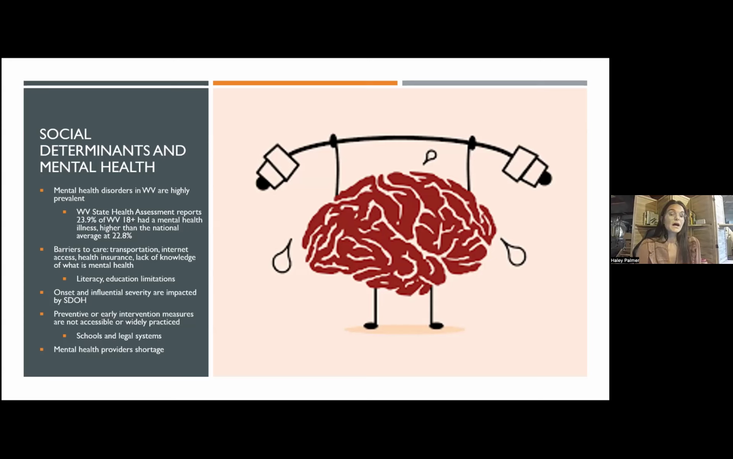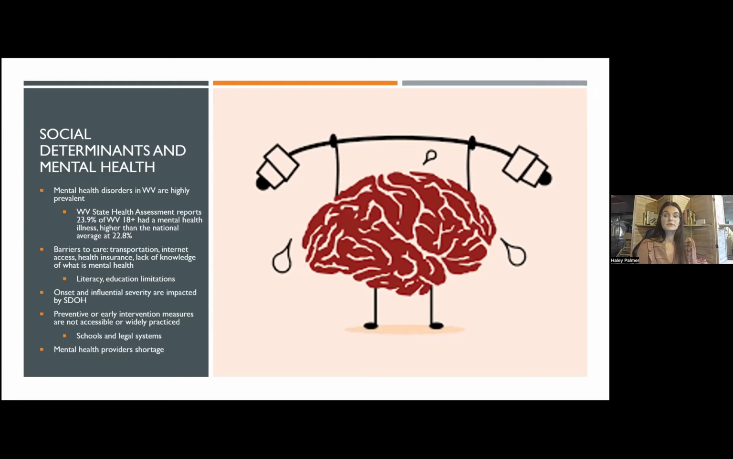Also, we know that the onset and severity are impacted by social determinants of health, based on how a patient is when they're diagnosed with something, if they've ever been treated, or if it's been treatment resistant before. If they've been surviving decades with a mental health disorder and they have not known it, or a physical health disorder, that can make things a bit more difficult to treat, depending on where they are in their recovery or life.